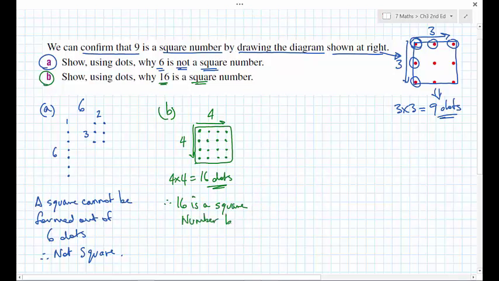So therefore 16 is a square number because a square can be formed from 16 dots. And that's the reason why they're called square numbers.